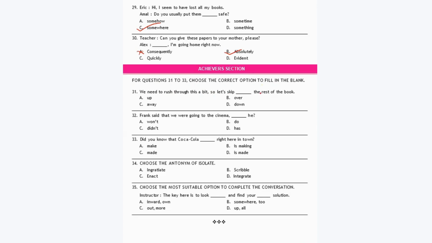So let's skip dash the rest of the book. So it's like you want to avoid reading some part of the book. Okay, the rest of the book. So it should be, let's skip over the rest of the book is your correct answer. Okay. Now skip over means it's like to avoid reading some part of the book.